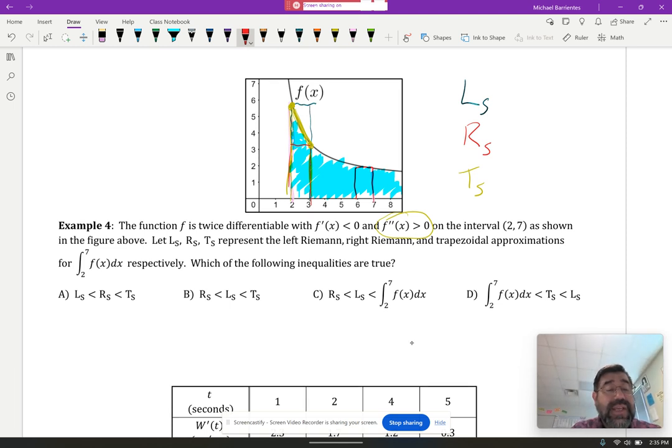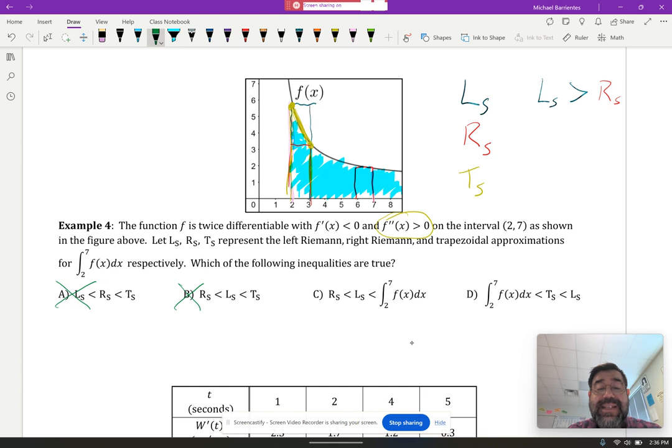So let's take a look at this. Is the left less than the right? Well, no. We said the left side approximation was greater than the right side approximation, right? So this can't be true. I can eliminate that. Is the right side less than the left side? Yes. But is the left side less than the trapezoid? No. So this is off.